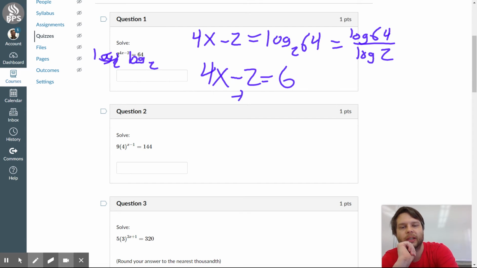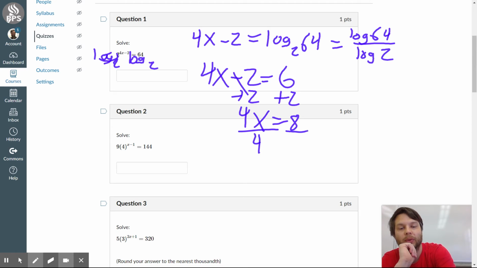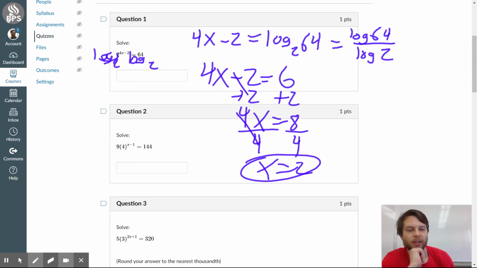And then you're just solving it like you've been doing for years. Add 2, 4x is equal to 8, divide by 4, x is equal to 2, and there you go. So we use a logarithm to cancel out an exponential function.